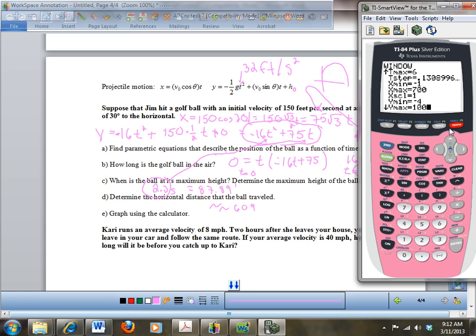There goes my ball, launching. If I want to slow it down, I clear and plug in something like 0.02 for the T-step. Then if I hit graph, I can see the ball being launched by Tiger, and there it goes.